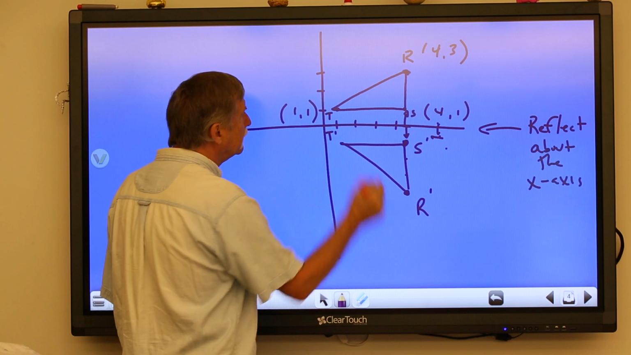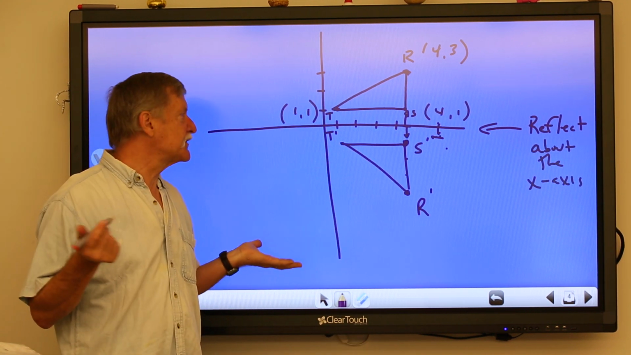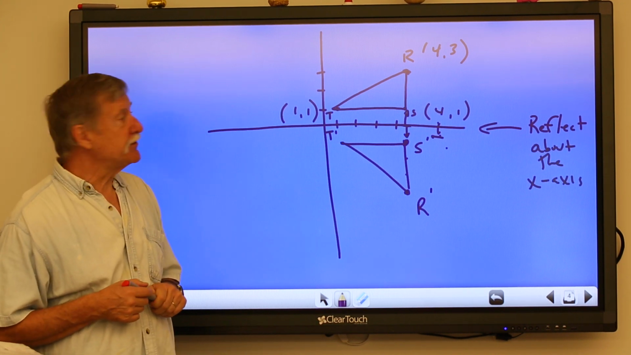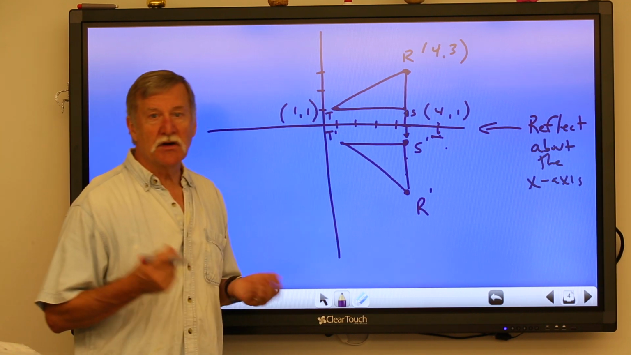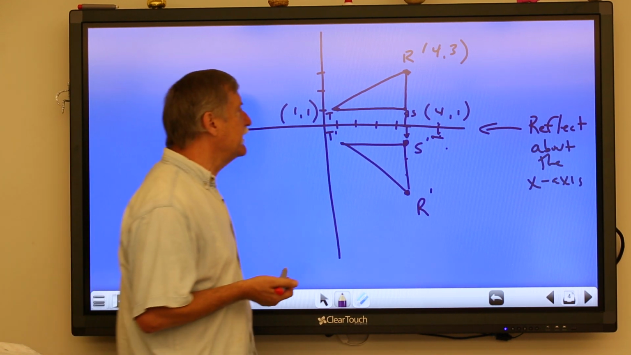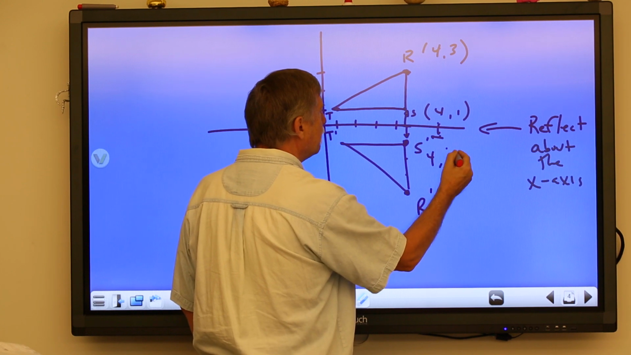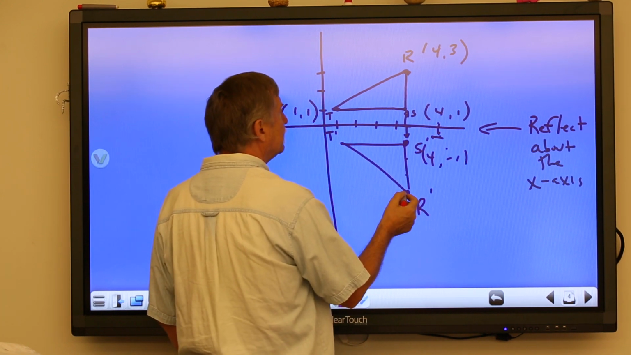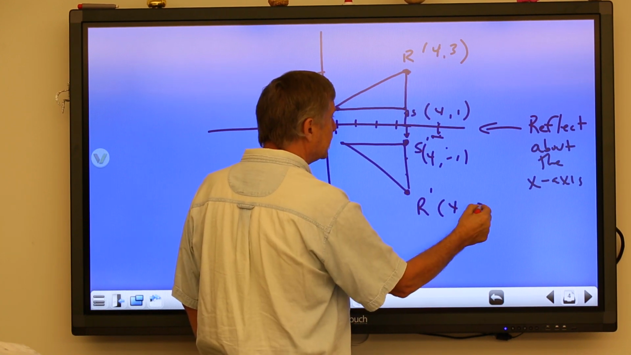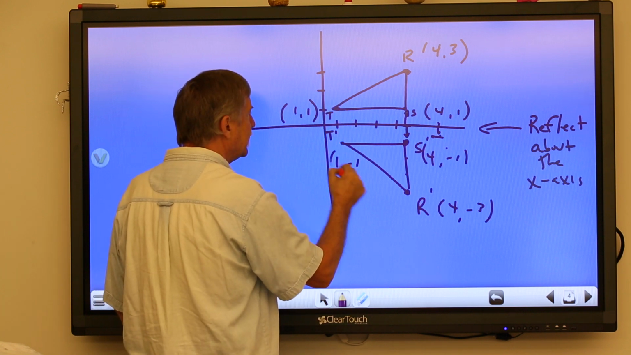Connect the triangle, and we see that we have a reflection about the x-axis. All right? And in fact, on some homeworks or future tests, you may be asked to list the coordinates of R prime, S prime, and T prime. Well, that's easy enough. S prime is still going to be 4, but now it's minus 1. R prime is still going to be 4, but now it's minus 3. And T prime is still going to be 1, except now it's going to be minus 1.